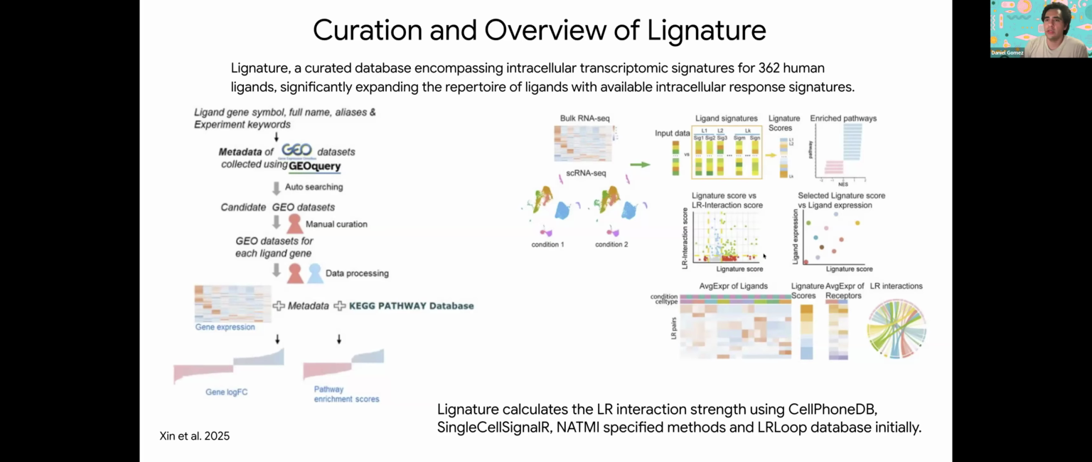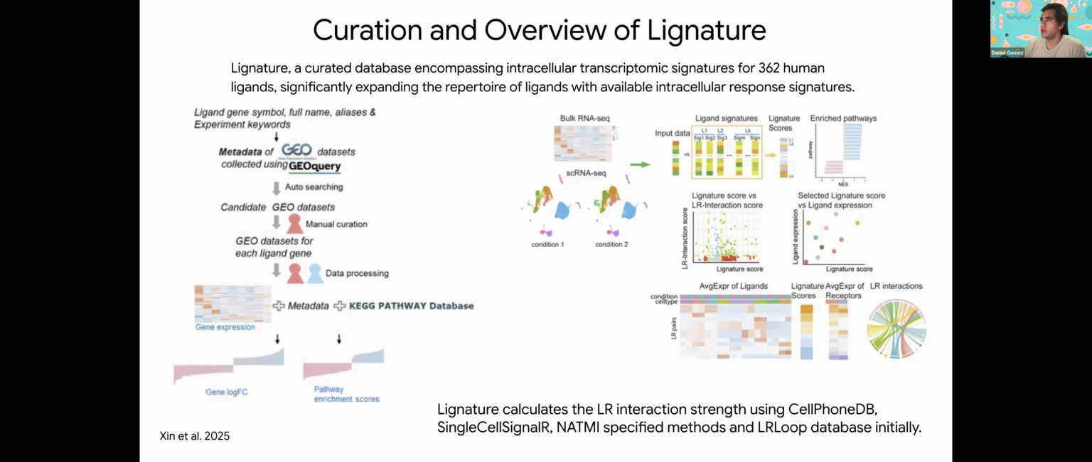Essentially, what this tool Lignature does is it takes bulk RNA-seq and single-cell RNA-seq data. So we can have two conditions in single-cell RNA-seq as well as bulk seq and input the data for ligand signatures. You can have L1, L2, all the way to LK for each signature, and you get Lignature scores. These will be the L1, L2, all the way to LK for every SIG1, SIG2, SIG3, all the way from SIG-M to SIG-N. What we get out of that is enriched pathways that have a normalized enrichment score for each pathway.